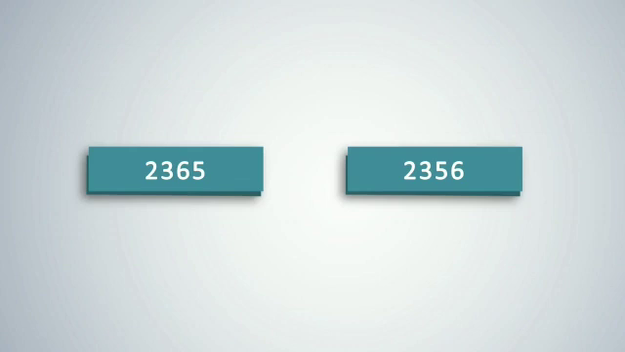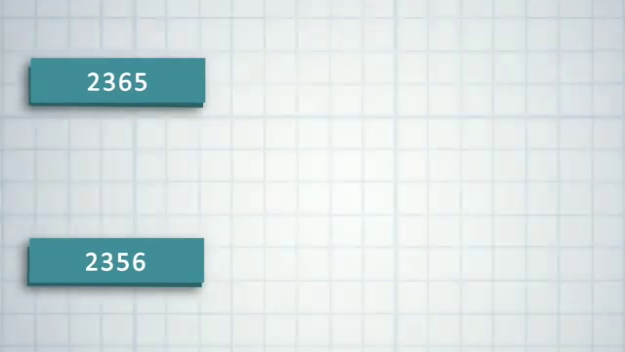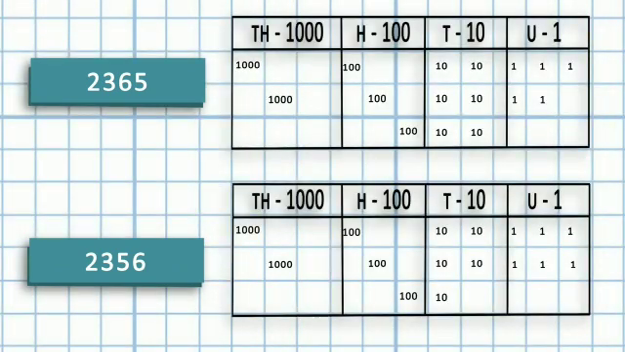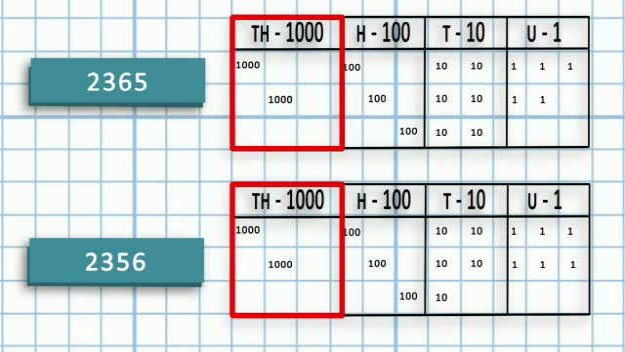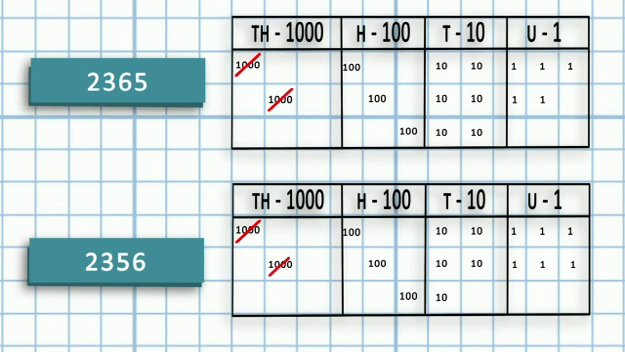2365 or 2356? Let students mark the number of ones, tens, hundreds, thousands on the grid. Remind students to start comparison from the highest place value. Compare and strike the number of thousands in both numbers. They are both equal in number, which is actually the face value of the digit. Now compare and strike the hundreds in both numbers. These are equal as well.